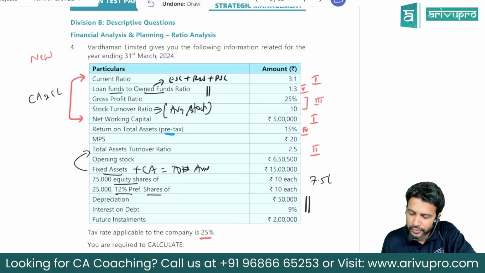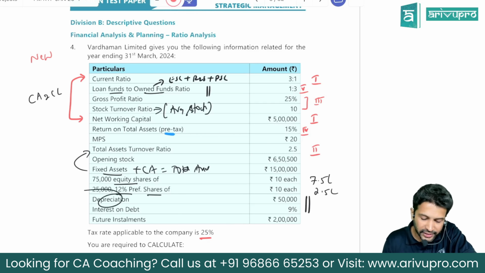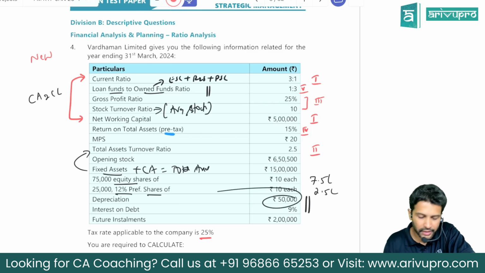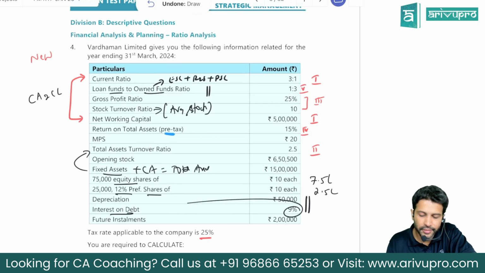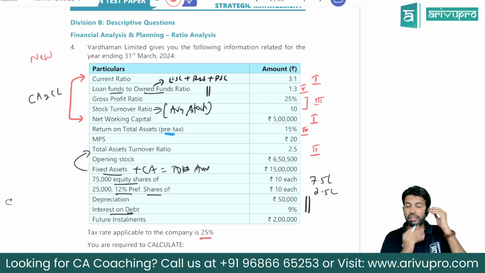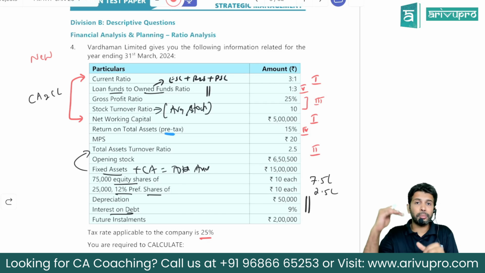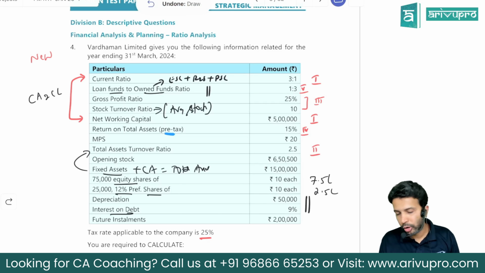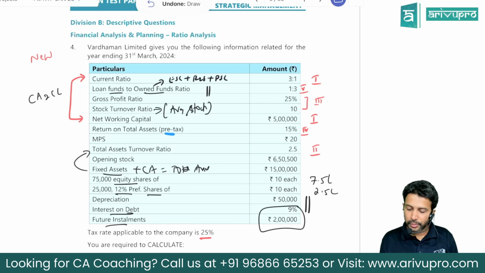25,000, 12% preference shares of 10 each. So preference share capital is 2.5 lakh. They have given depreciation. We need depreciation for our debt service coverage ratio. Interest rate on debt is given to be 9%. This will help us to calculate the interest amount. Because again, for debt service coverage ratio, we need interest, because the denominator is interest and installment. Interest rate is given, means interest amount also you can find, and future installment also is given to be 2 lakh. So these two pieces of information are for debt service coverage ratio.